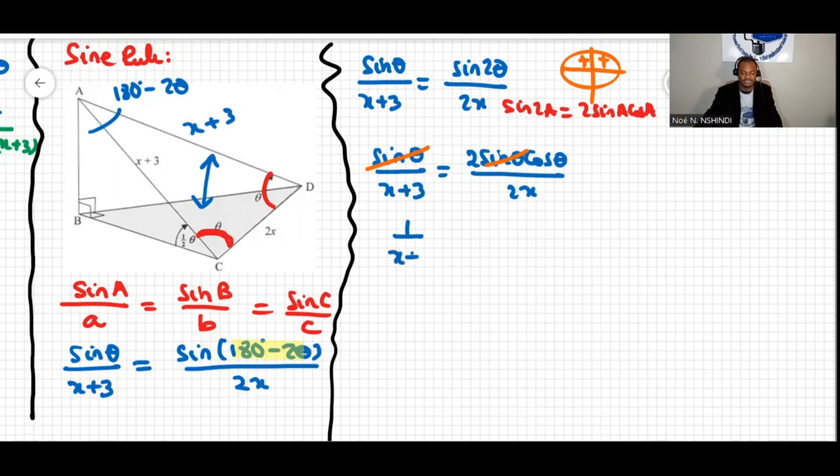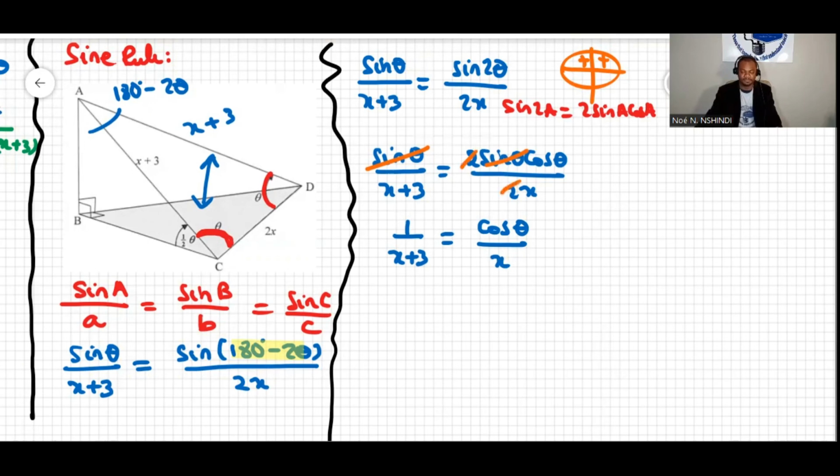and then this means you are left with 1 over x plus 3 equal to cos theta over 2x. Let's also simplify these 2. We can also simplify 2 here and 2 there. We can simplify like that, and then we're left with that.